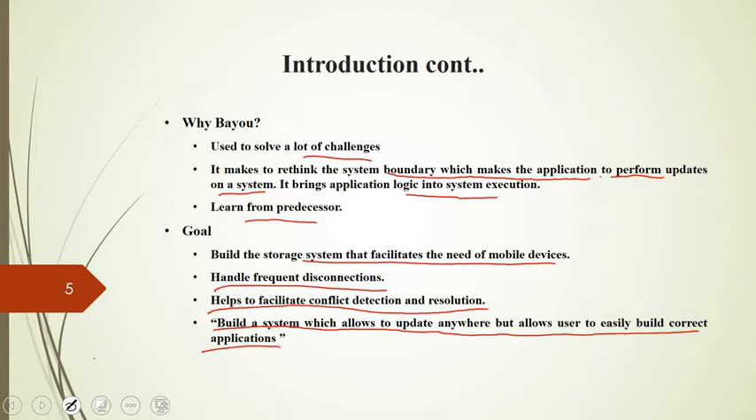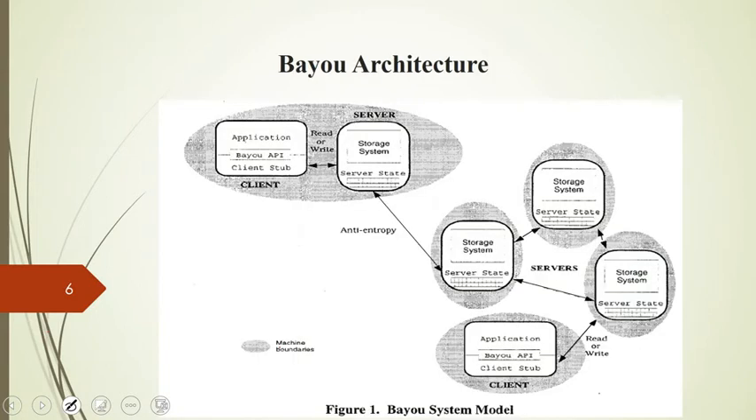So these are the main goals of the Bayou distributed system. Let us check the Bayou architecture. In this, the client application will interact with the server through the Bayou API. Like we can see here, the Bayou API is mainly used by the client application to communicate with the server. This API and the underlying client-server RPC protocol mainly support two APIs, that is, read and write API.